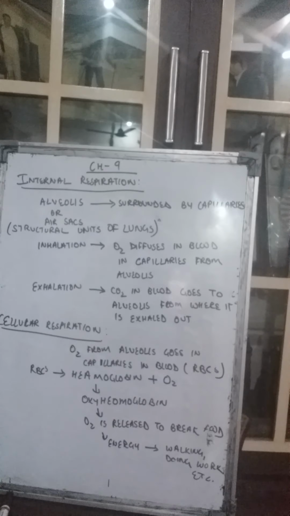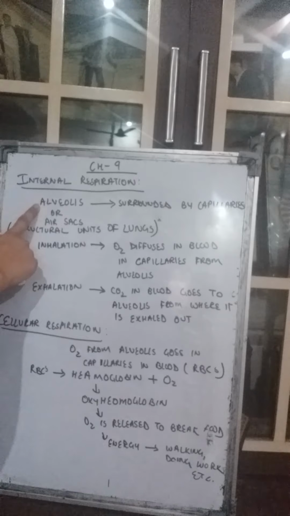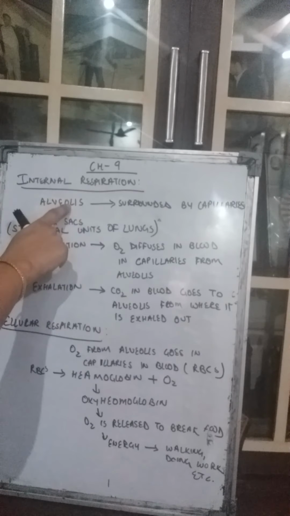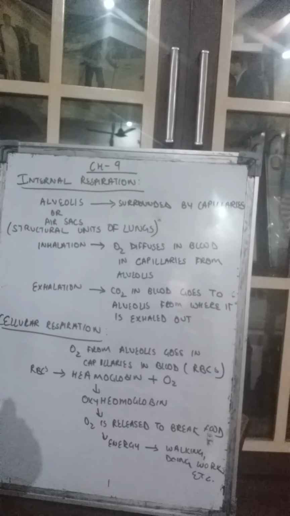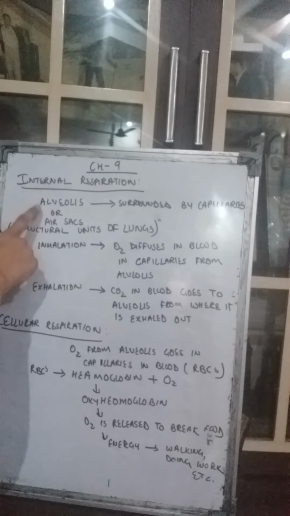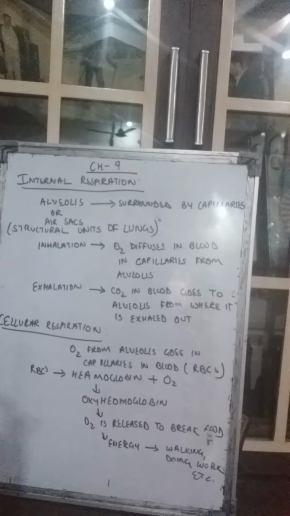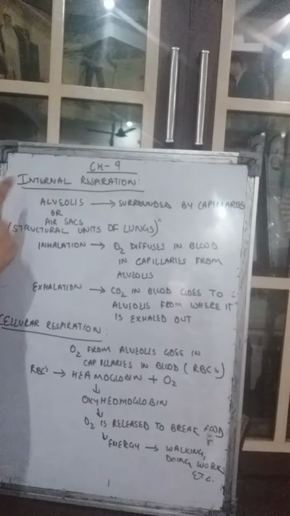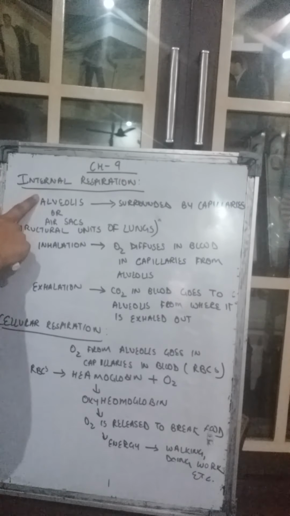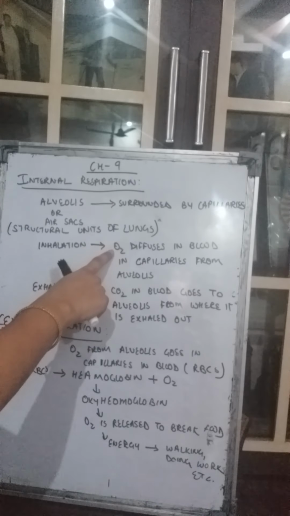Now what happens in the internal respiration? You know the alveoli, these are the small air sacs present at the end of the bronchioles. Now these alveoli are surrounded by capillaries. Okay, capillaries are very thin tubes. These alveoli are also known as air sacs and as the structural units of lungs. That you have to remember. I may ask you in one word, what is the structural unit of lungs? You must know they are the alveoli. Or what are the air sacs? They are alveoli.